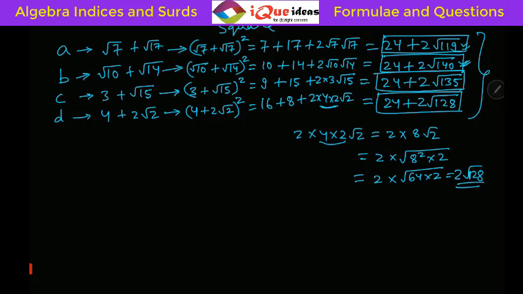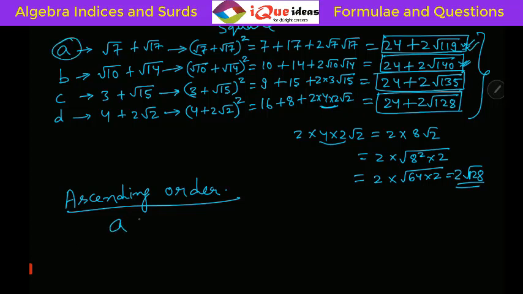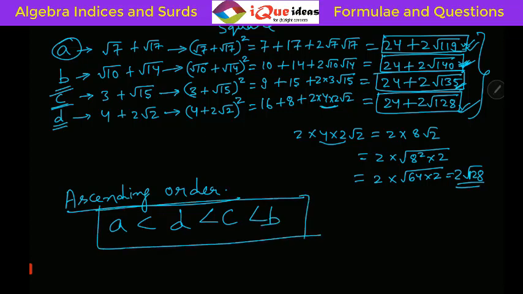So very clearly you can see that the ascending order will be given as the smallest was this one, that is root 119, and that came from A. So it will be A first. Then larger than A, let's find the number which is more than 119. Now more than 119 is 128. So the second place will be 128. This has come from D. So it is D. Then the next number more than 128 is 135. So that has come from C. So it is less than C. And then the largest one has come from B, because 140 has come from B. So it is B. So the ascending order is A less than D less than C less than B.